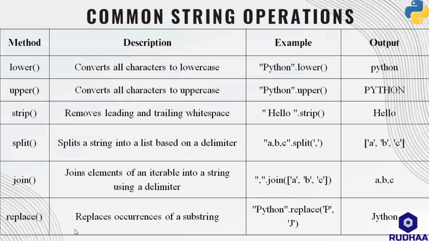So these are some of the common string operations. Once again we'll recall: lowercase, uppercase, then stripping. Stripping means removing the white space at the front as well as at the back, then splitting. Splitting means splitting a single string into a number of elements in a list, and join means it is the opposite of split. It will join all the elements into a single string. And replace, you can replace any substring in the original string.